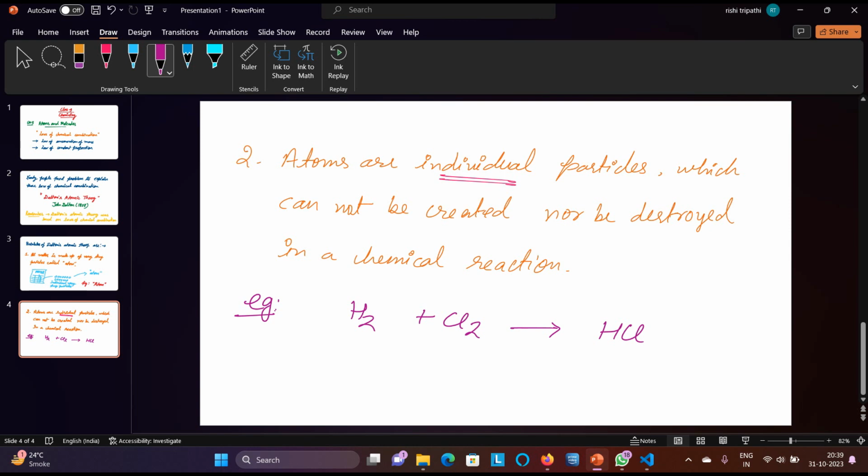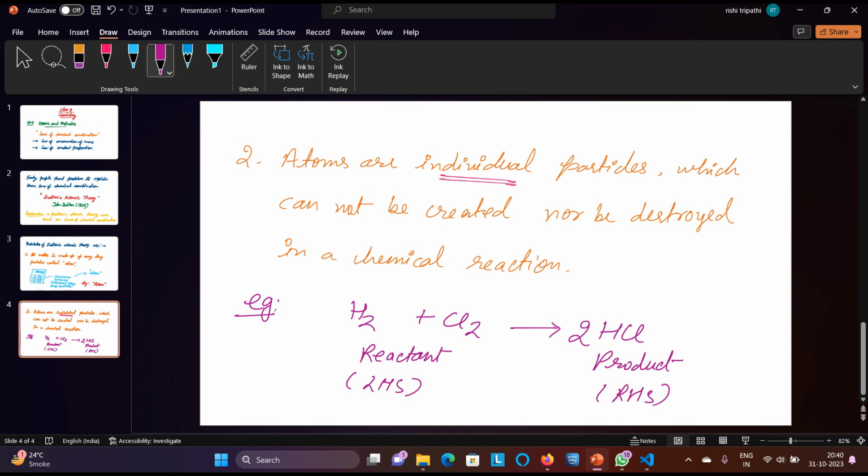So in this reaction, this is the reactant side and this one is the product side. So the left hand side is the reactant side and the right hand side is the product side. On the reactant side, if you carefully look, there are two hydrogen atoms and two chlorine atoms. But on the right hand side, there is only one hydrogen and one chlorine. So you will balance it. Here there are two hydrogen, two chlorine. That's why we will write twice of HCl.